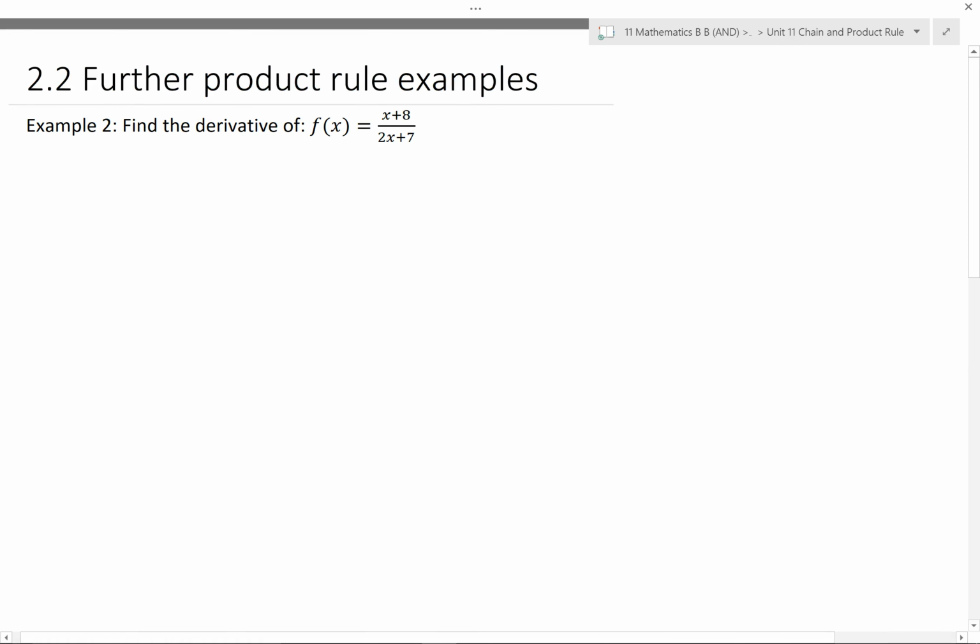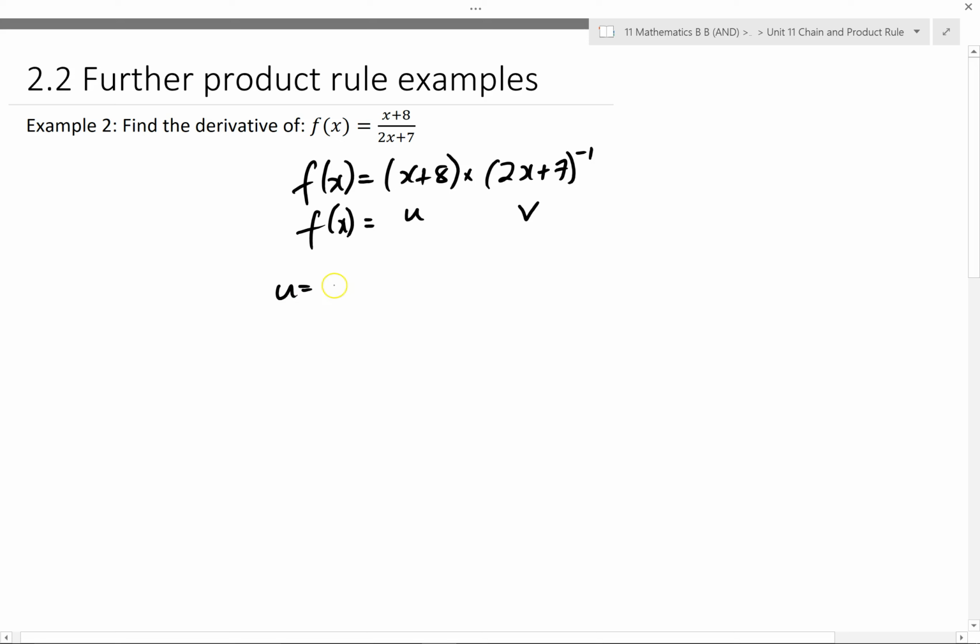Okay, so for example, if I have a quotient, if I have 2 things divided by each other, it might not look like I can use product rule because it doesn't seem how I can write this as u times v. But the little trick to get around this is I rewrite my function as the numerator multiplied by the reciprocal of the denominator. Okay, bring it up and give it a negative power. So this is u, and this is v.